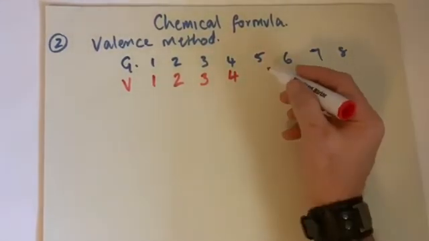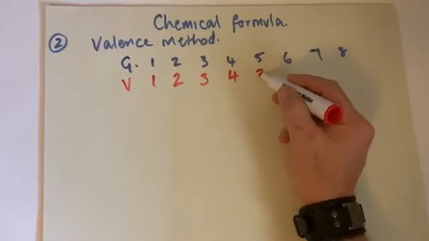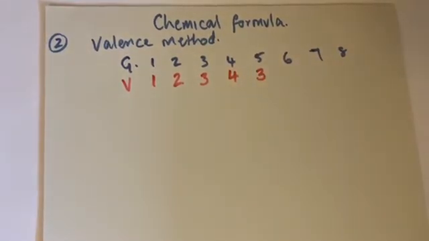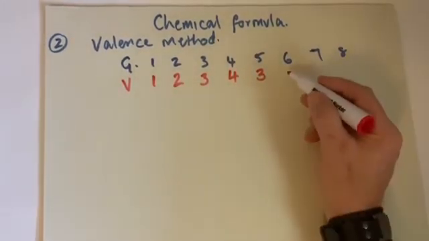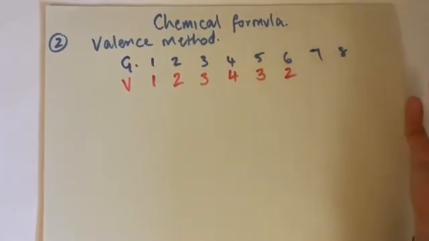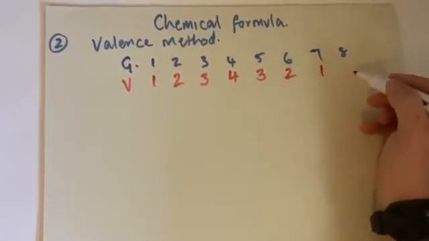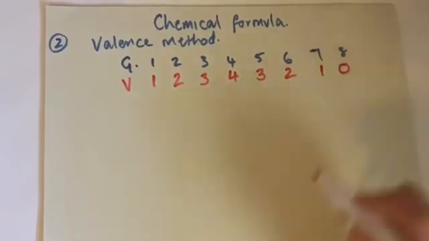And it's easier to gain 3 than what it would be to lose 5 to make the full shell. Easier to gain 2, and so on. So easy to gain 1. And this is why noble gases, who have a full outer shell of 8, don't react.